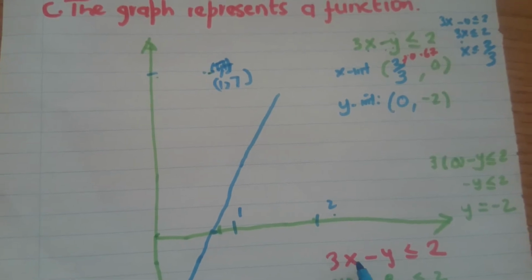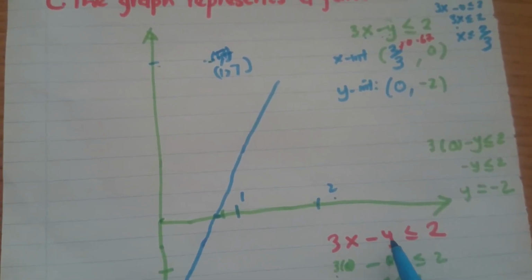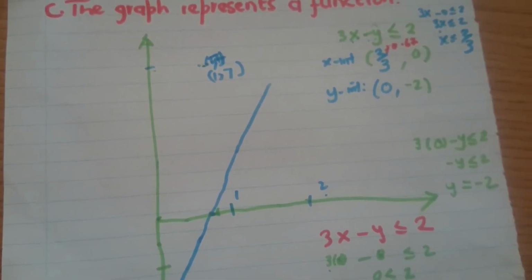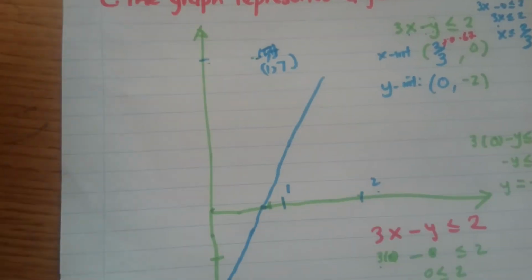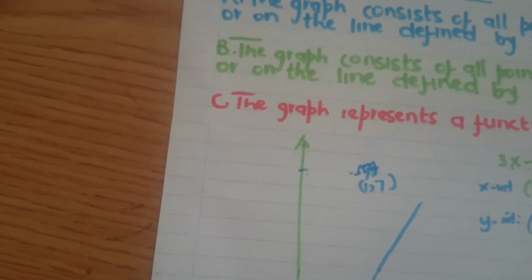So x is 1. 3 times 1, 3. Minus, what is y? 7. So 3 minus 7, negative 4. Is negative 4 less or equal to 2? Yes, it's less than 2. It's true. So we see all the coordinates above the line work. So we go to the question.